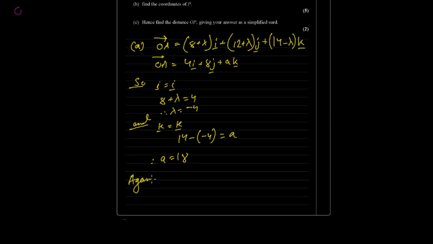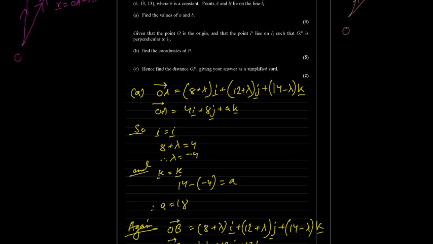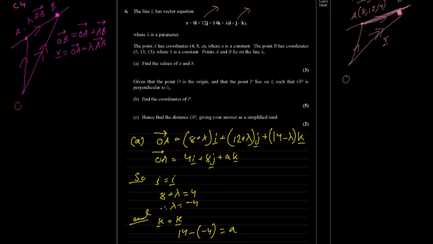Again, OB equals to 8 plus lambda. Maybe you don't have to write this twice, but it's a good idea for presentation. It's easier to understand for whoever is checking the paper. So let me write it down: 14 minus lambda k, and OB is (8, 13, 13). That's the Cartesian point, so the vector would be 8i plus 13j plus 13k. Let me check. Yes, it is (8, 13, 13).